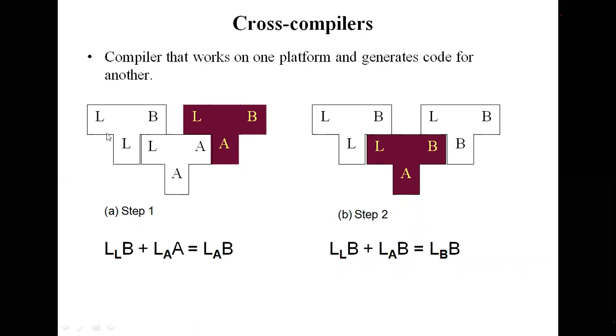See, compiler 1, compiler 2, and I am generating an output on another platform with this compiler. Combining the two, compiler 1 and compiler 2, I am getting this. And now step 2. Here LLB is compiler 1, LAB is compiler 2, and what output am I getting?